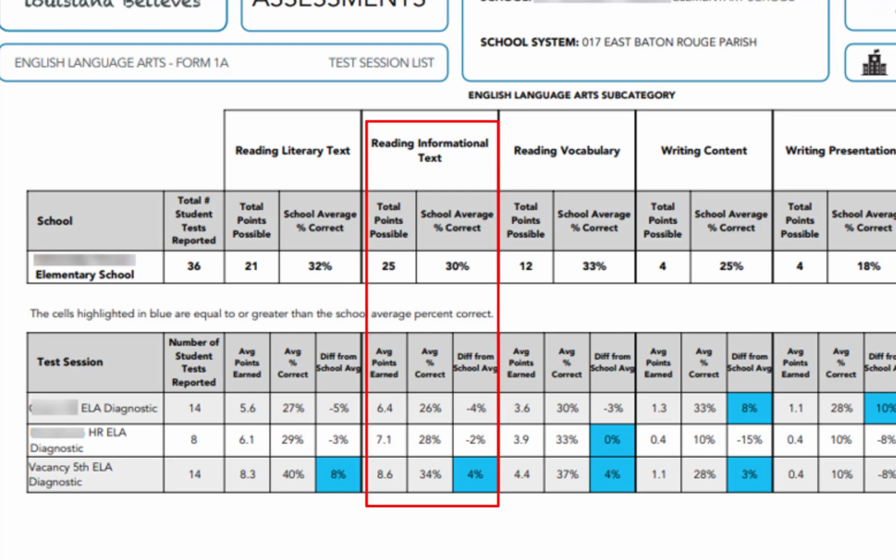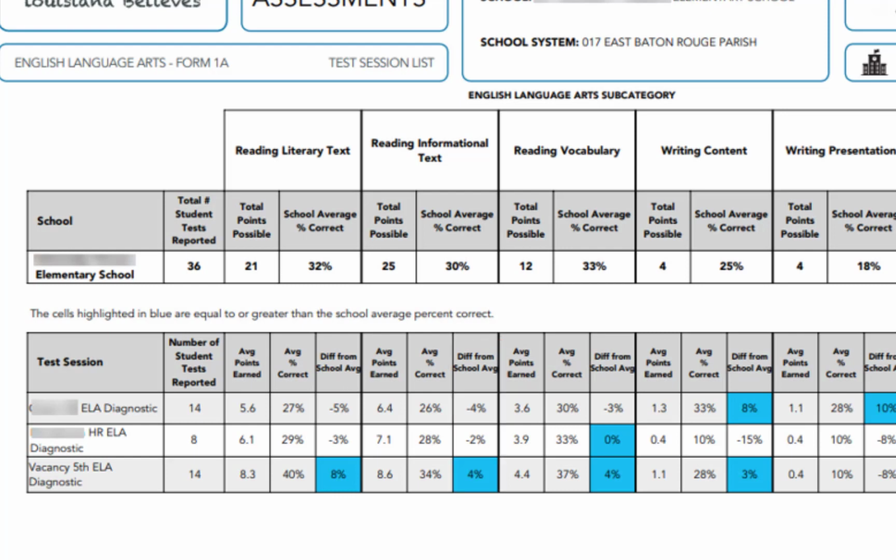And then if you look at the next one, the same idea. For reading informational text, remember the school average was 30%. So for teacher A, the average student got 6.4 out of 25. For teacher B, 7.1 out of 25. For teacher 3, 8.6 out of 25. And those are the percentages. And then the difference from school average is listed here.